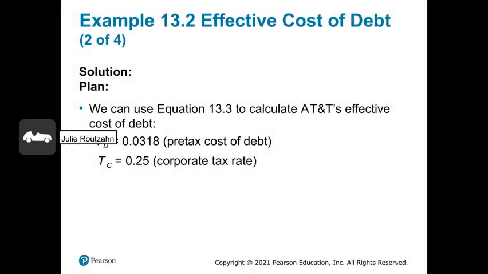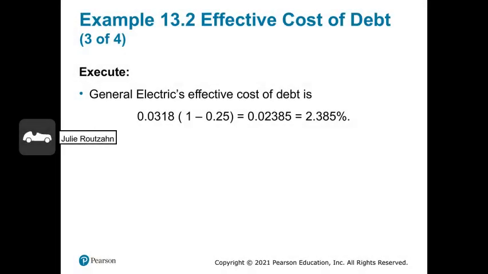They're going to break it into a couple different slides here. So what they're telling you, right, is they're taking the information from the problem, identifying the variables. It's a good practice to get into. So the effective cost of debt is going to be R sub D times 1 minus T, the tax rate. We get 2.385. We want to ask ourselves, does this answer make sense? It's got to be less than 3.18, and it is.